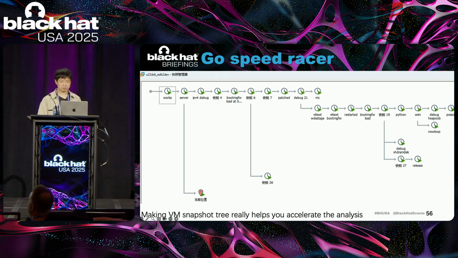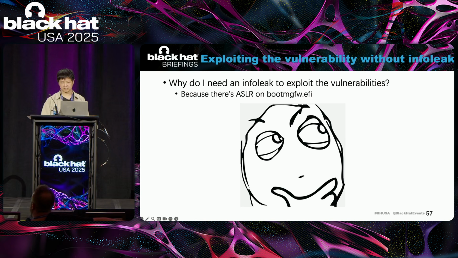And there's another tip to accelerate the reproducing of vulnerabilities. You can see on the graph that there are many snapshots that I made during my research. Actually, I made more snapshots, but when the analysis was done, those snapshots were removed from the list. Snapshots can really accelerate your speed of reproducing and analysis.